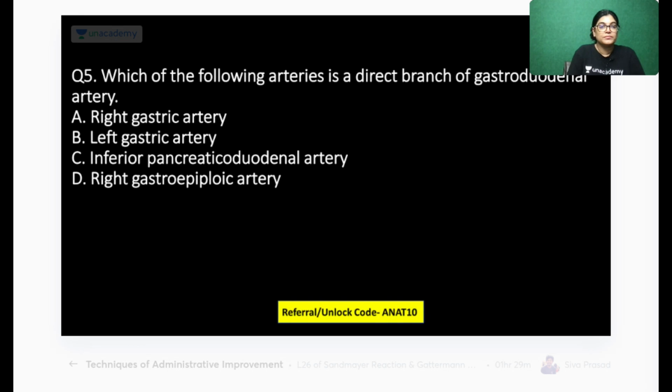Question number 5. Which of the following arteries is a direct branch of the gastroduodenal artery? Among the options provided, according to you, which is a direct branch of the gastroduodenal artery? Whether it is the right gastric artery, left gastric artery, inferior pancreaticoduodenal artery, or right gastroepiploic artery. So we have got 4 options, and you have to provide me the right answer. Your time begins now. Question number 5, mark the correct answer.